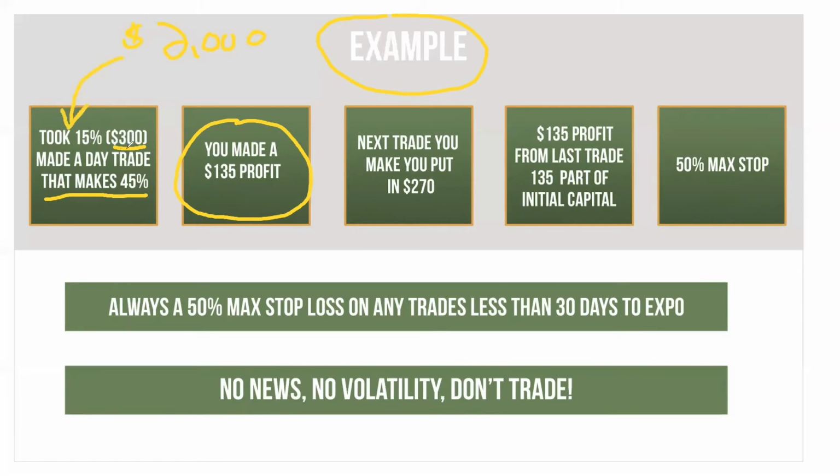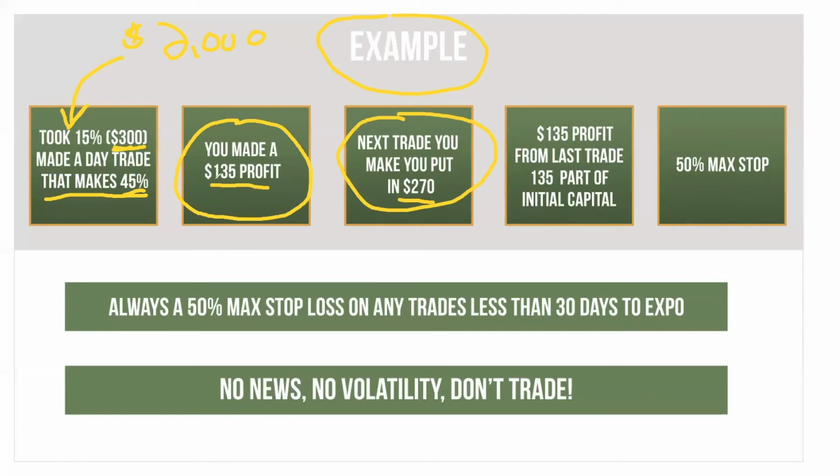So if you make a trade of $300, you make a 45% return. You made a $135 profit. That's not bad for a trade that probably lasted a couple of minutes, 10, 15 minutes. So with that $135, the next trade you make now is a $270 trade, right?